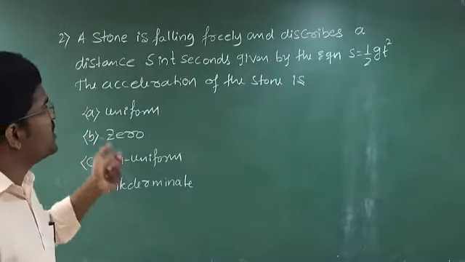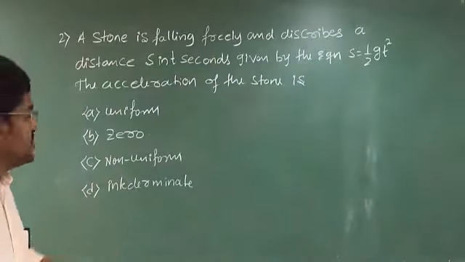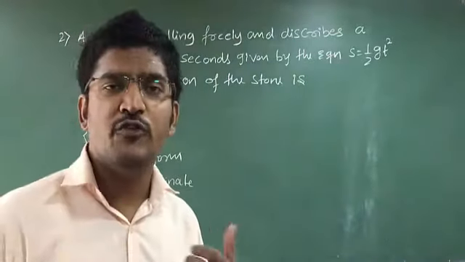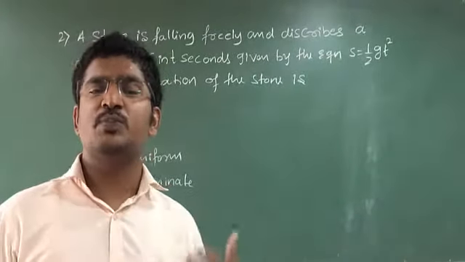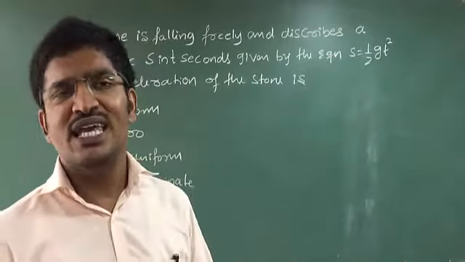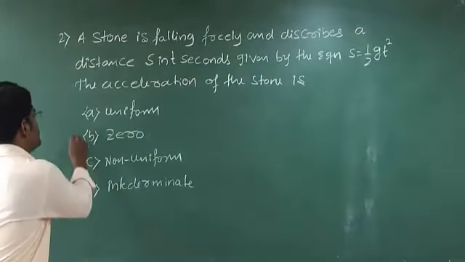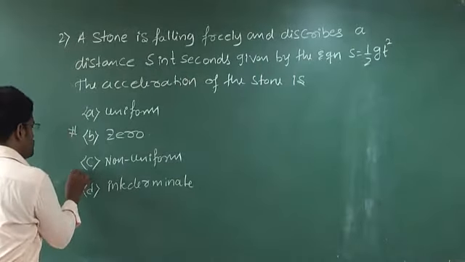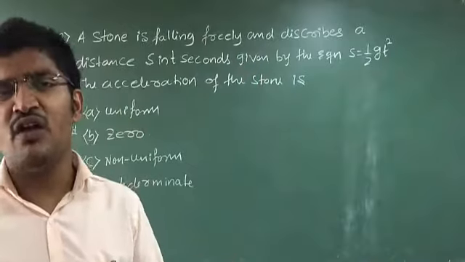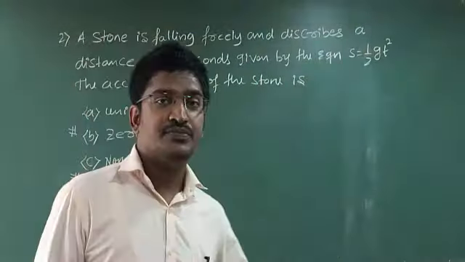The acceleration of the stone is: uniform, zero, non-uniform, indeterminate. So if you understood the problem which I have explained already, that is my first problem, then directly you will delete these two options, zero and indeterminate. Clear? Why? I have already explained in the previous problem. The same things will apply here.